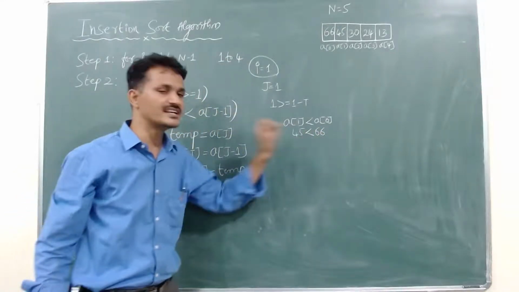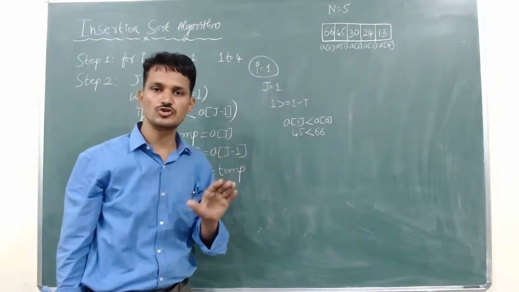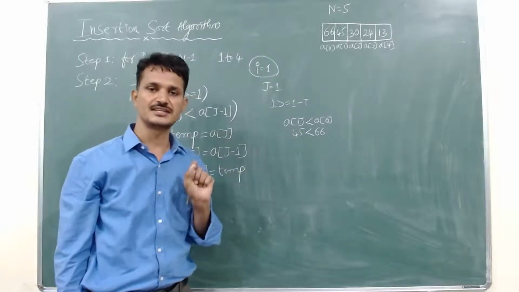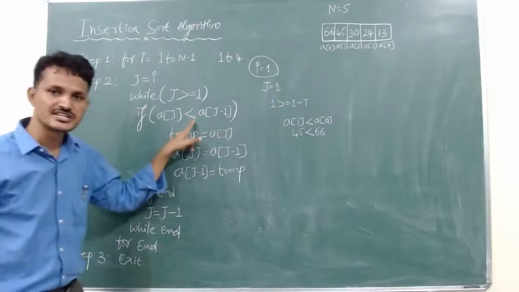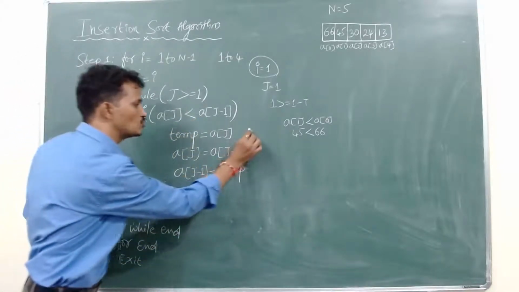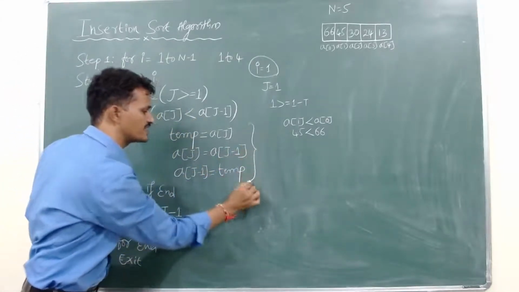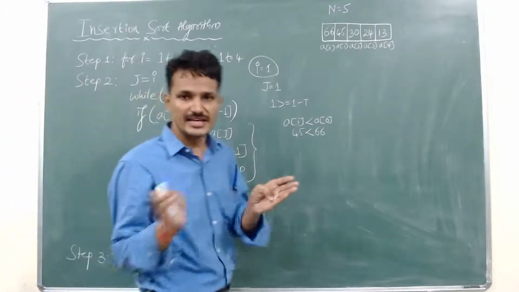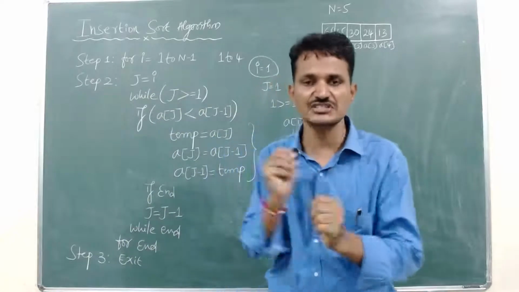45 is less than 66. Of course it is true. Condition is true. 45 is less than 66. Yes, it is true. When this condition is true, I am supposed to execute these three statements. These three statements are nothing but exchanging the values, exchanging their positions.